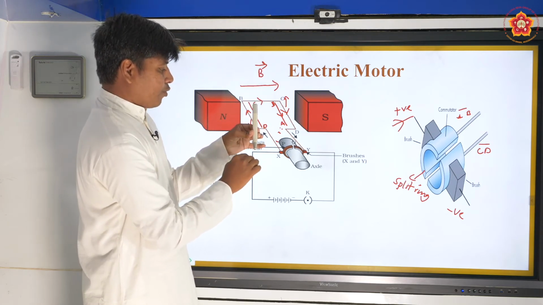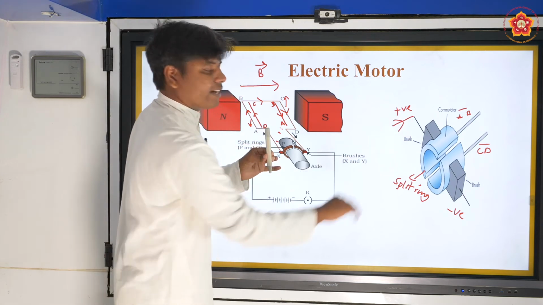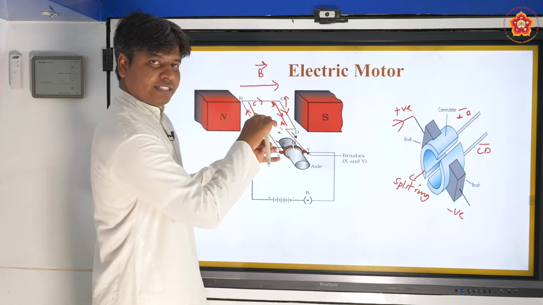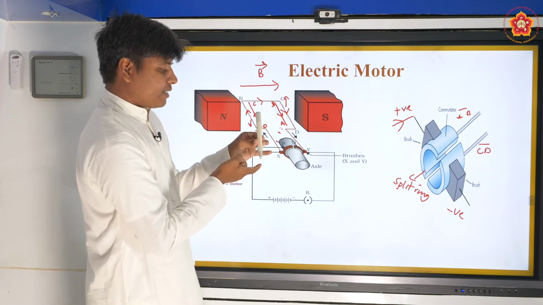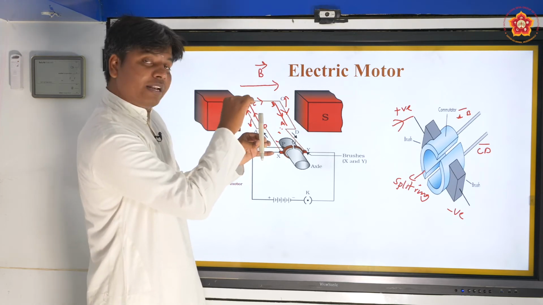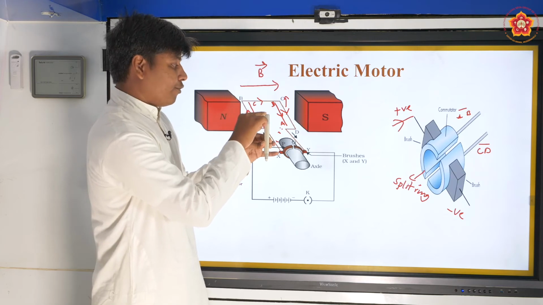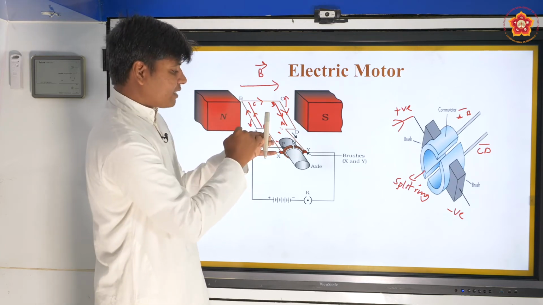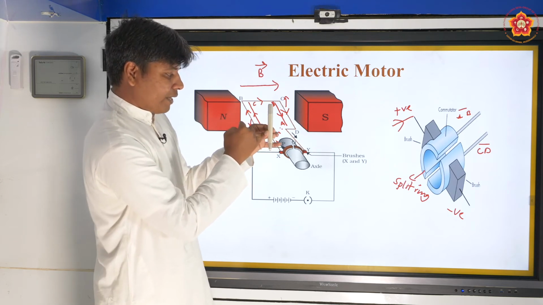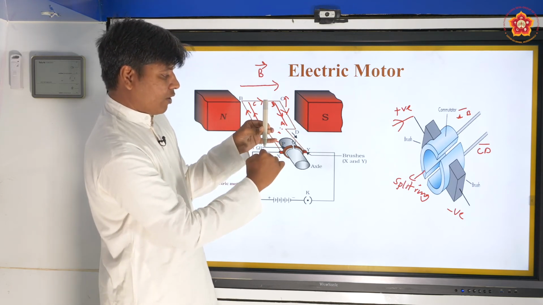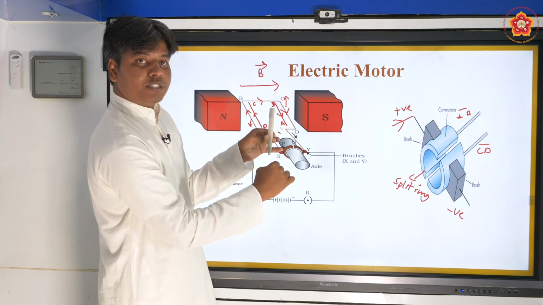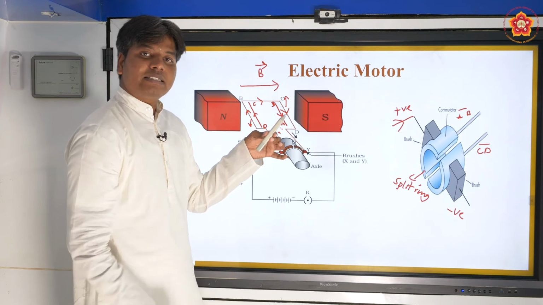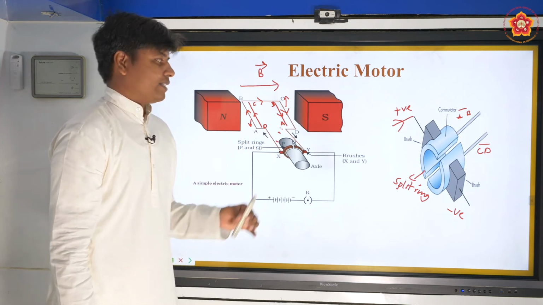At this point, it changes the polarity. Now this CD segment changes the current, and this AB segment changes current. Thus, now CD will experience a force downwards and AB will experience a force upwards. Previously, the AB segment was experiencing a force downward, that's why it came down. Now it will experience a force upwards, it will go up, and thus it completes the full rotation.